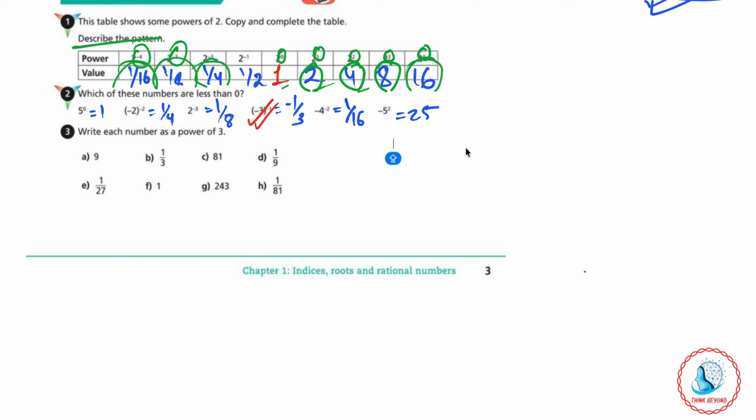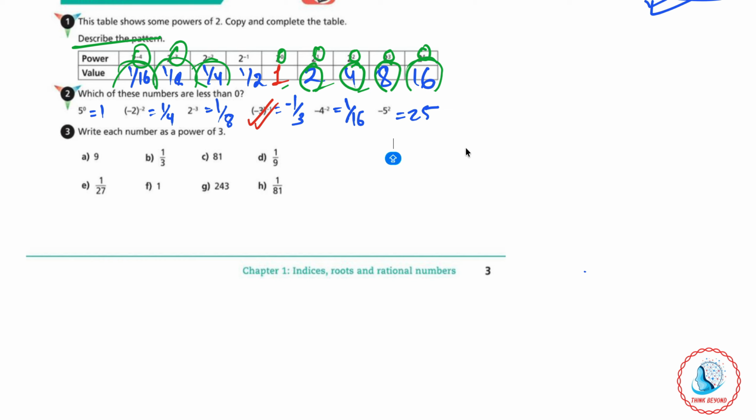So we have to see what mistakes he made. For A, he has written 2 raised to power 0, 2 raised to power minus 2, 2 raised to power 1, 2 raised to power minus 3. Okay, so see for A what he did.